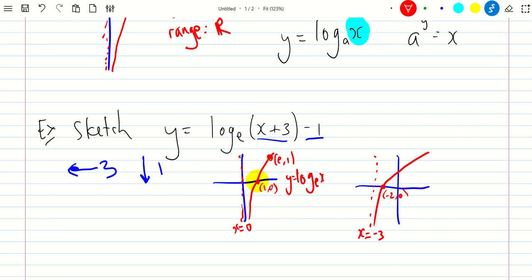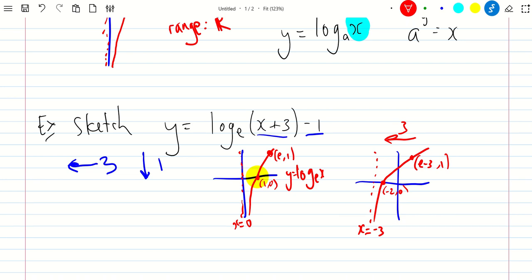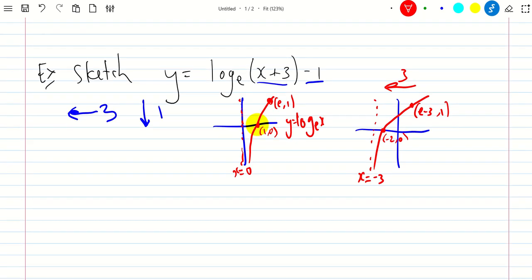And if we want to do the e point as well, (e, 1), if it moves to the left, we won't do that for the moment. Okay, well, sure, we can do it. If it moves to the left, it's going to be (e minus 3, 1). That's just moving everything to the left by 3. But then we also need to move it down. So we'll move this down. And what does that look like?